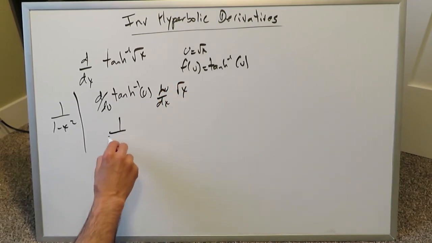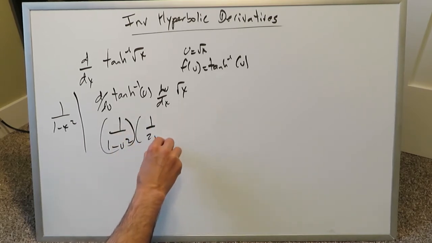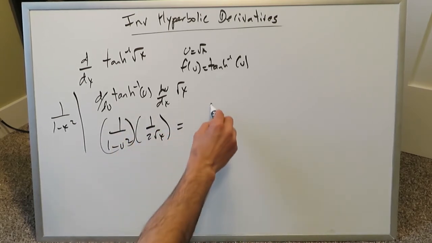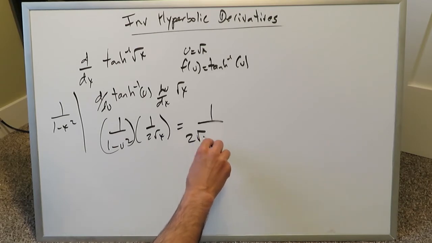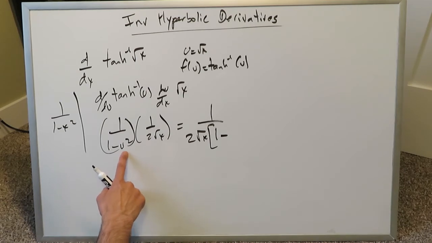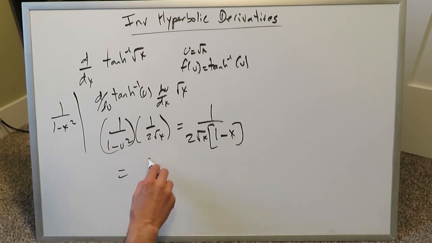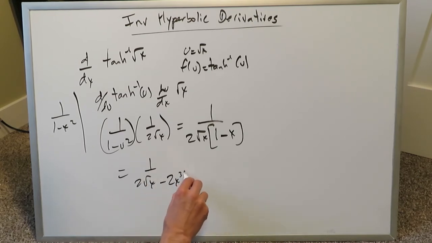This comes out as 1 over 1 minus u squared. The derivative of root x is 1 over 2 root x. You can marry these together and you'll have 2 root x, and then here you'll have 1 minus u, where u was root x. Root x squared is just an x. If you want, you can open this up, and you'll have 1 over 2 root x minus 2x to the 3 over 2. Either of these answers will serve.